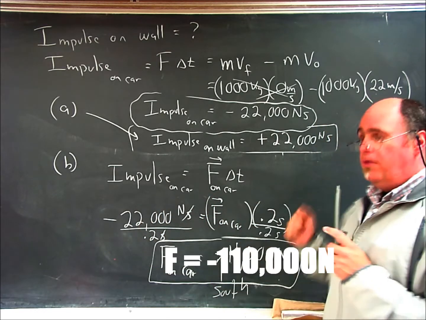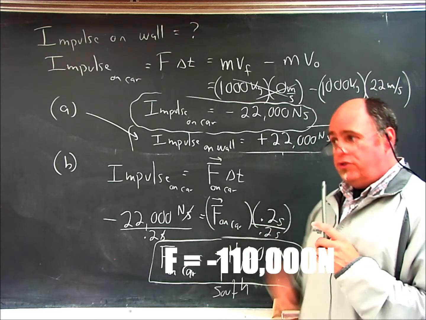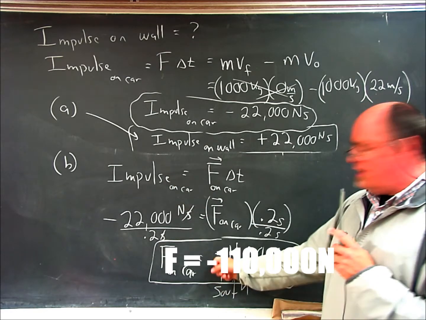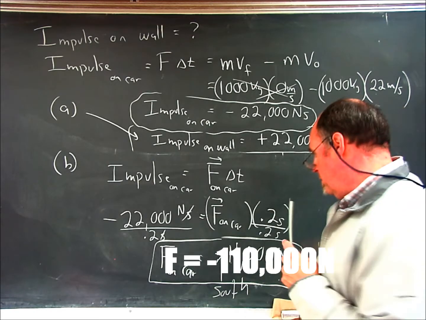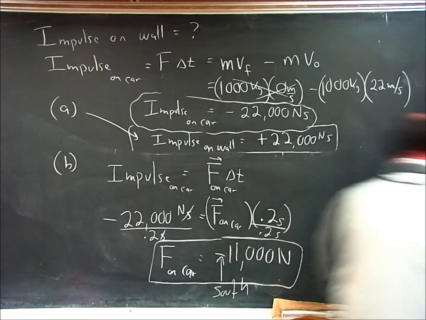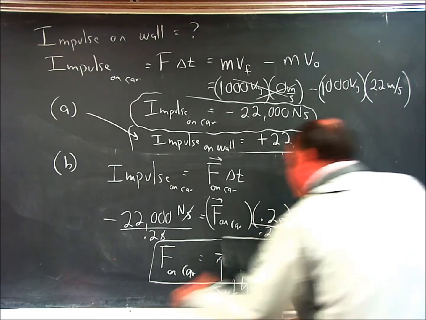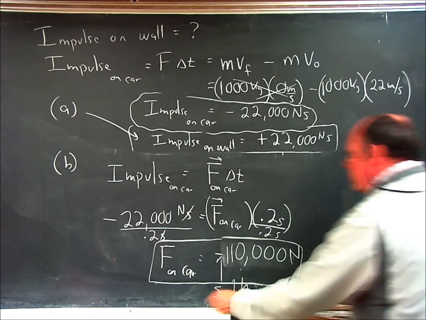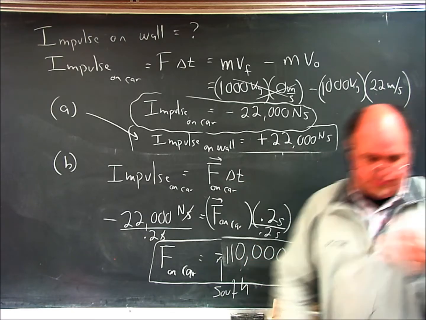Well, the wall did the same thing. The wall applied an equal and opposite force onto the car. The car pushed on the wall to the right, the wall pushed on the car to the left. And that's why this says the force on the car is going to the left. But the number is, wait a minute, I did my math wrong. I apologize. This number should be 110,000 newtons. So the force on the car would be negative 110,000 newtons, going to the left.